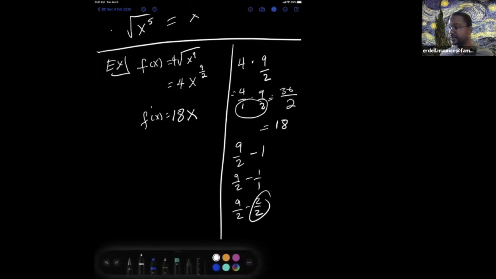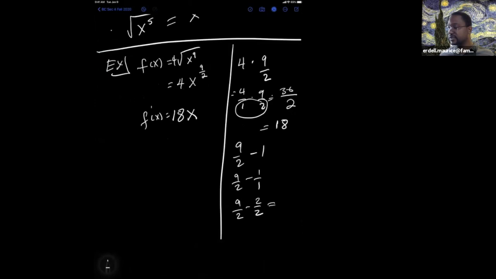But now the denominators are the same. I can work this out. 9 minus 2 is 7, and you keep the denominator. And so then this is raised to the 7/2 power. Questions there?